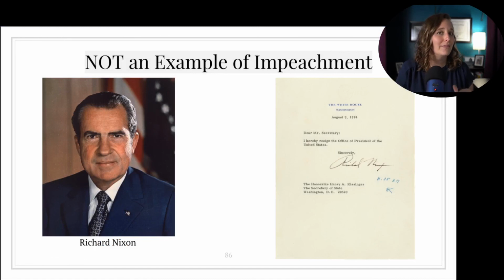Many people think that Richard Nixon was impeached. In fact, before the House of Representatives could vote on impeachment, Nixon chose to resign. Nixon was being accused of ordering men that worked for him to break into the Democratic National Committee headquarters located in the Watergate Hotel and steal information about their strategy for the election. Nixon was in his second term when he resigned. Here you can see that very short resignation letter.